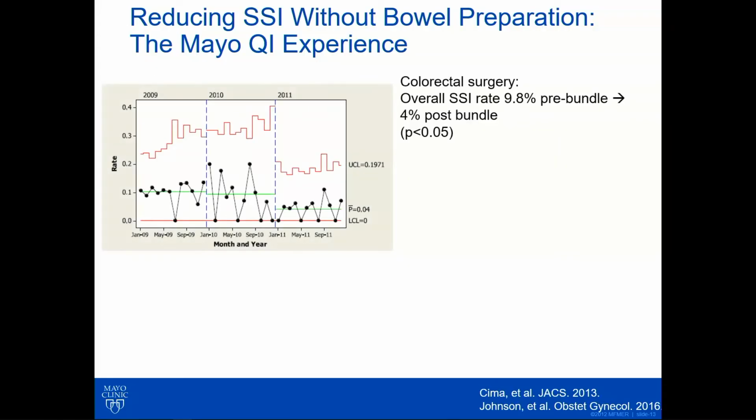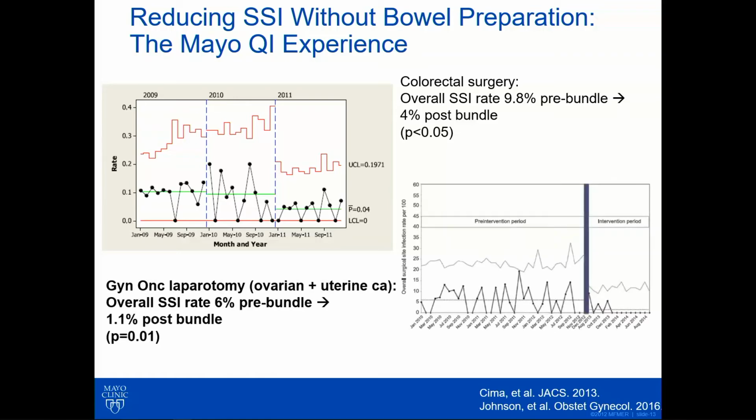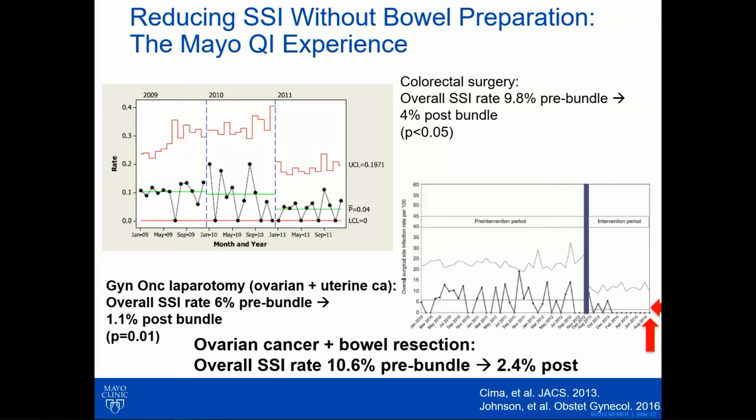Our experience, so this is Bob Sima's data, was over 50% reduction in surgical site infections in colorectal surgery. And in gynecologic oncology surgery, way down in the corner, we were able to get our surgical site infection rate down to 2%, and this is in patients that have ovarian cancer debulking with a bowel resection, and these patients did not have a bowel prep. This was in the era of enhanced recovery.